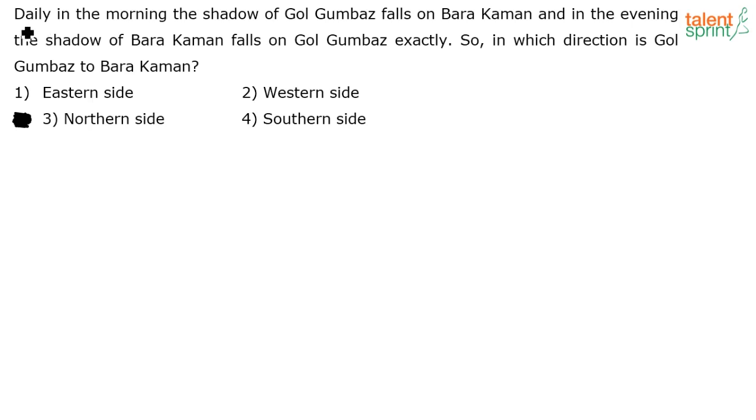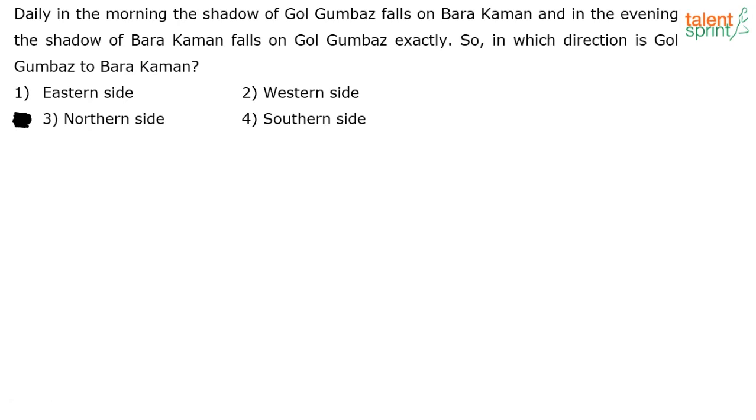So the question here reads, daily in the morning, the shadow of Gol Gumbaz falls on Barakaman, and in the evening, the shadow of Barakaman falls on Gol Gumbaz exactly. So in which direction is Gol Gumbaz to Barakaman? Now, the concept that we need to use here is the one that we have discussed in the last model of the topic of directions.